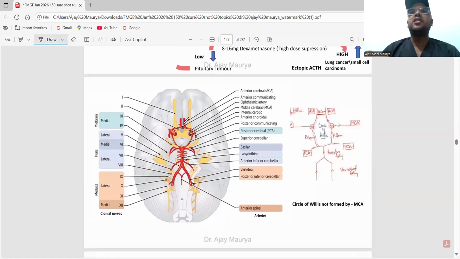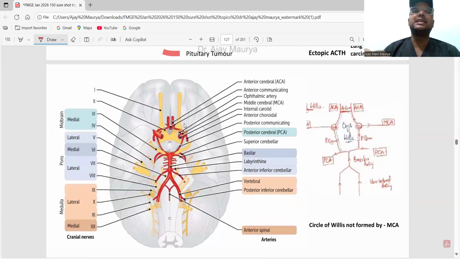Next one, how they are going to ask the questions here, guys. Now midbrain, pons, medulla. We are having how many? 12 cranial nerves here. So they may give the questions: which cranial nerves arise from the midbrain? What cranial nerves arise from the pons? What cranial nerves arise from the medulla? You have to remember which are from the midbrain, which are from the pons, which are from the medulla.